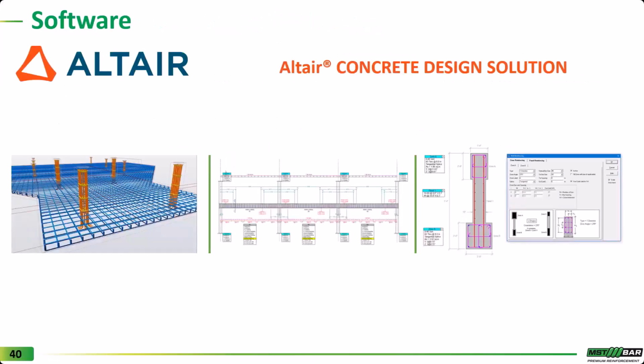So one of the challenges engineers faced when using GFRP bars was the lack of reliable design software. And to address this, we collaborated with Altair's team, and they have now integrated the ACI 440.11-22 code into Altair concrete design solutions. And from our experience at MST Bar, using this software has tremendously improved our workflow and efficiency in our daily design tasks, and that was a very big step for this industry.